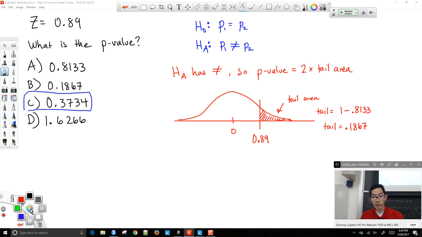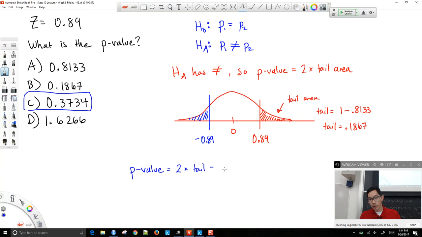So effectively what I'm doing is I'm saying I want either being more than positive 0.89 or less than negative 0.89. So my p-value is equal to 2 times the tail, and we get 2 times 0.1867, 0.3734. That's our p-value. Okay.